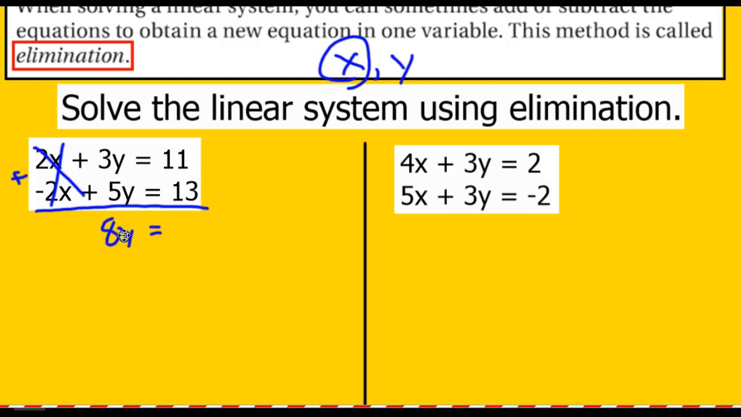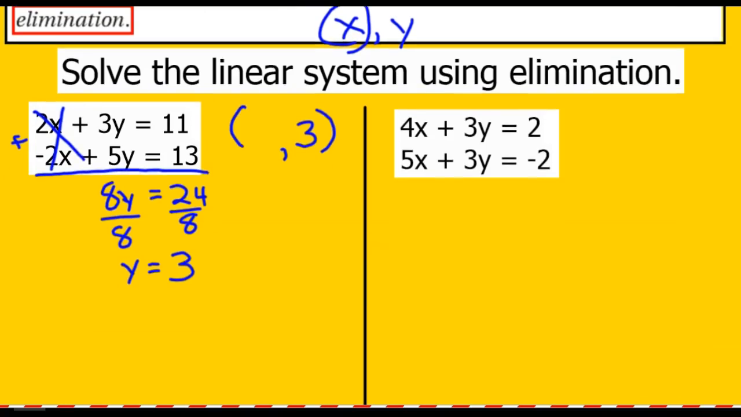Now we only have one variable. We just have y. And 11 plus 13 gives us 24. So if we divide by 8 here, we can find y. And we know that y equals 24 divided by 8, which is 3. So in our solution, we know that y is 3. We don't know what x is yet. We have to figure that out.